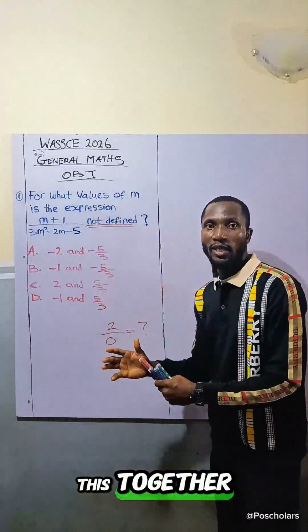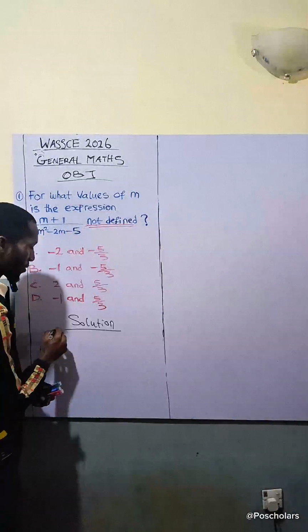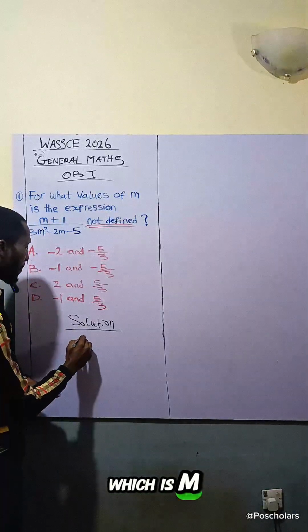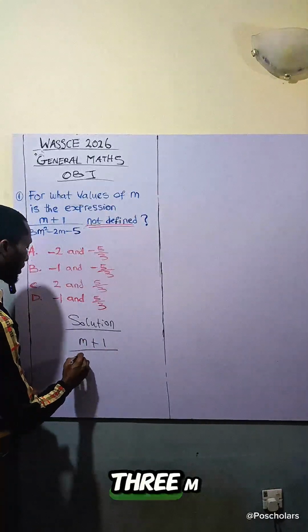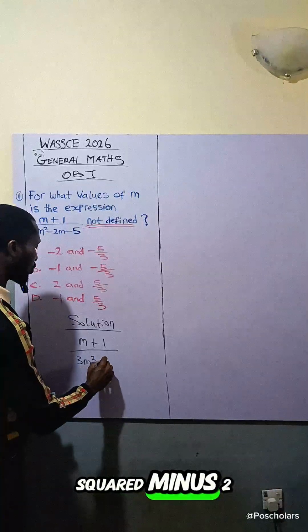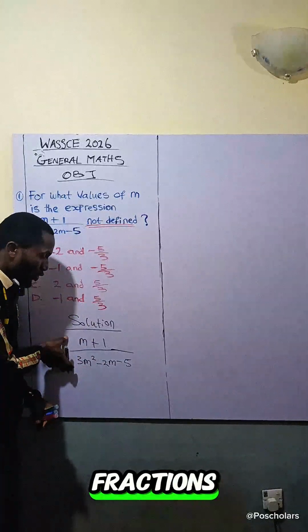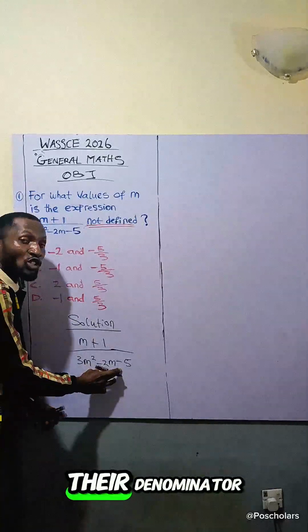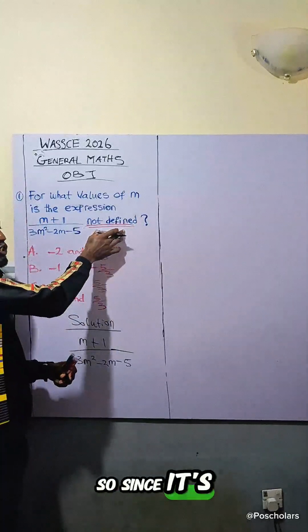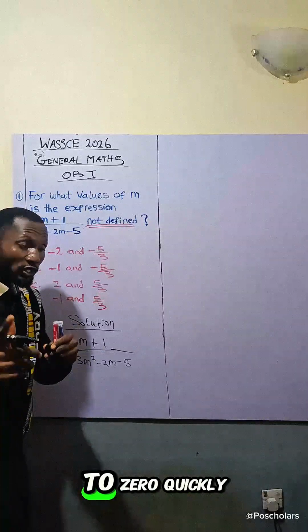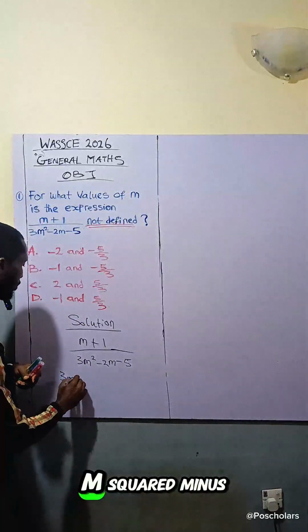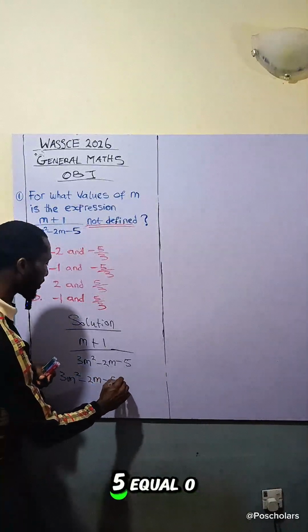Now, let's solve this together. We'll start by writing solution. Next, I'll write the question which says m plus 1 over 3m squared minus 2m minus 5. Now, we have agreed already that fractions are undefined when their denominator equals 0. So since it's not defined, I will just equate this denominator to 0. Quickly, that becomes 3m squared minus 2m minus 5 equal 0.